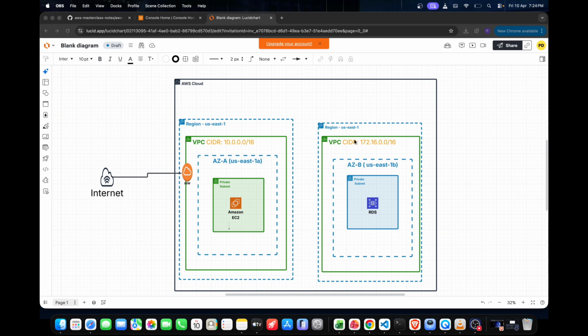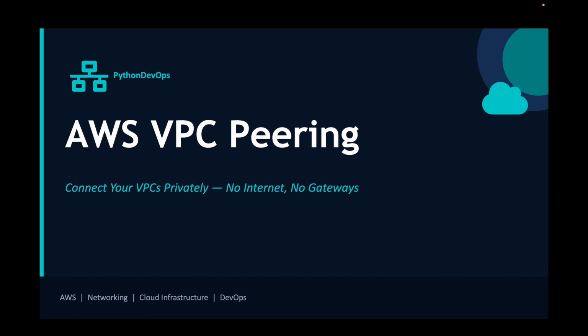You could put your RDS on a public subnet, but that's a terrible idea. Never do that. You could set up VPN, but that's complex, adds latency, and is overkill for internal AWS traffic. Or you use VPC peering, a private direct connection between your two VPCs using the AWS backbone itself. So no internet, no gateway, no NAT. That's exactly what we are covering today. By the end of this video, you will know what VPC peering is. So let's get into it.